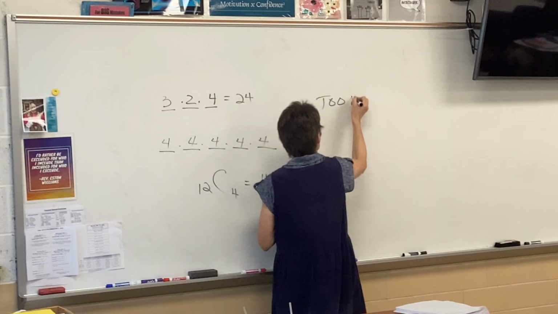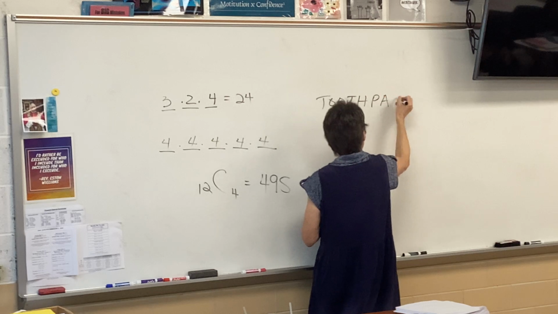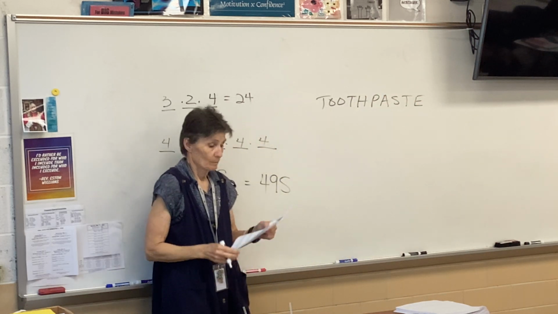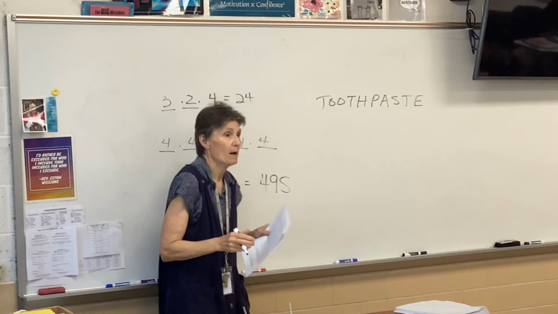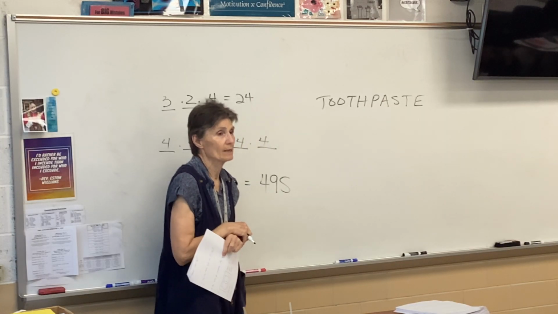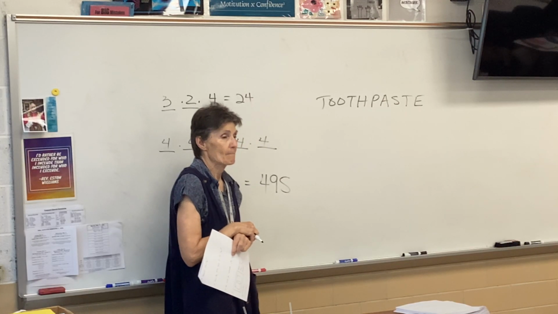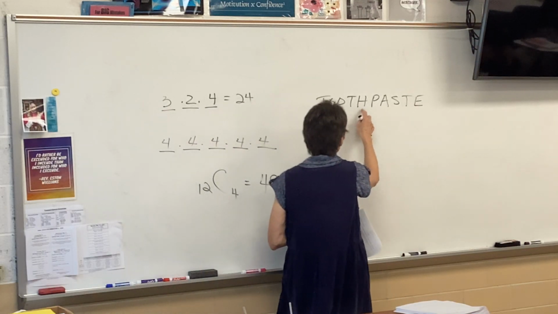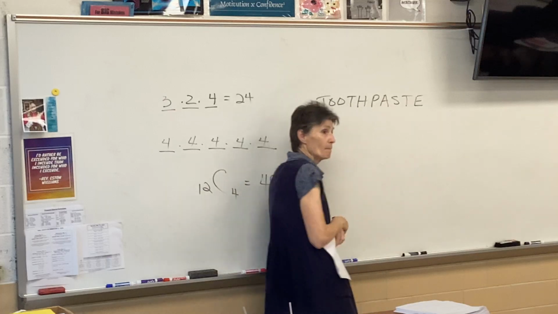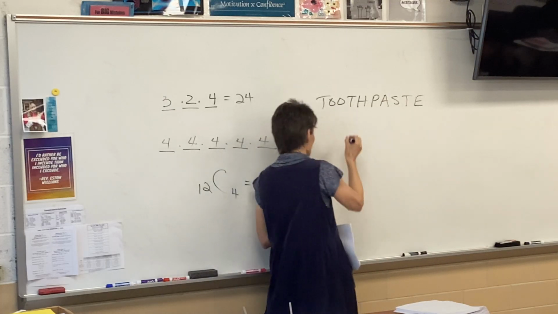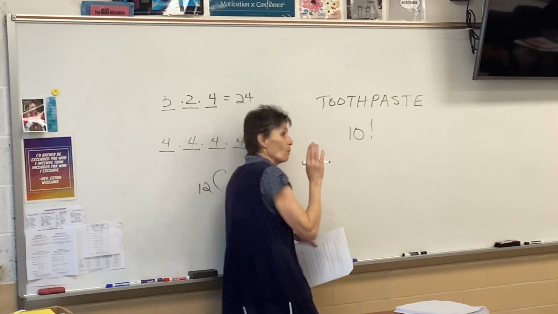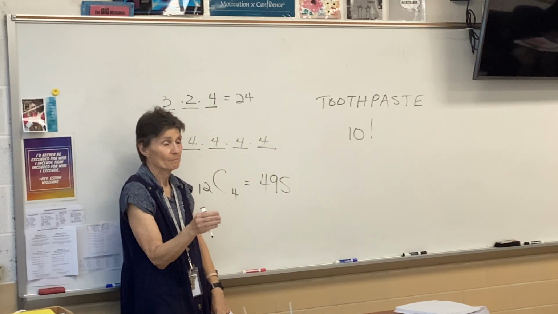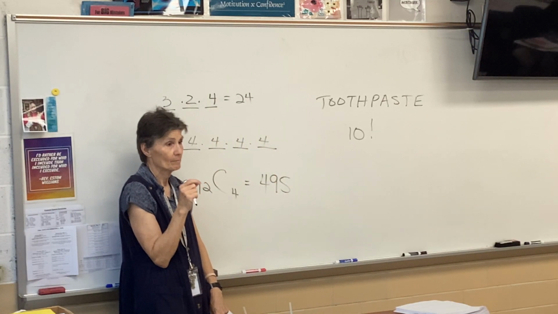Toothpaste. How many ways can I arrange those letters? Who remembers how to do this? How many ways can I arrange those letters? How many letters are there in it? Count how many letters there are. So 1, 2, 3, 4, 5, 6, 7, 8, 9, 10. So 10 factorial. Start with 10 factorial. He's right. However many letters you have, you start with that.